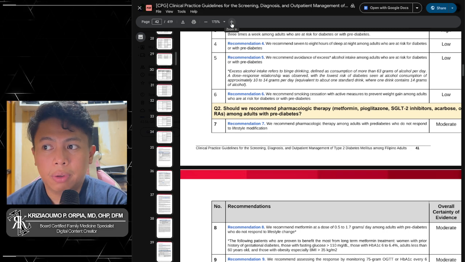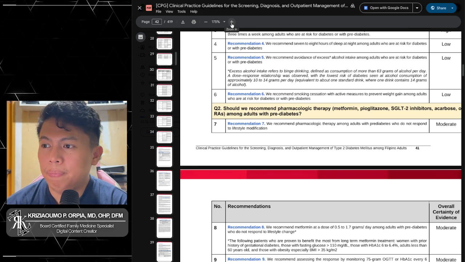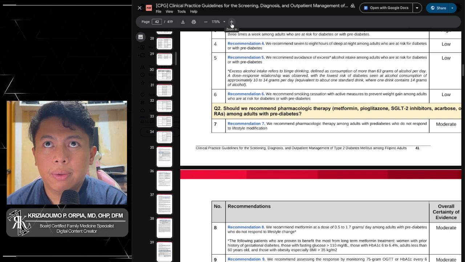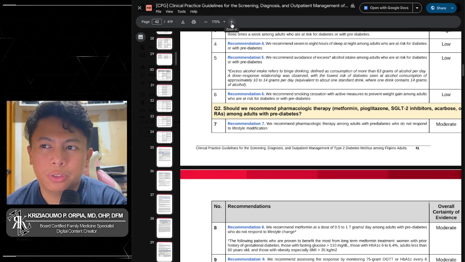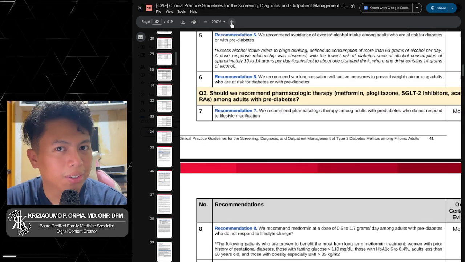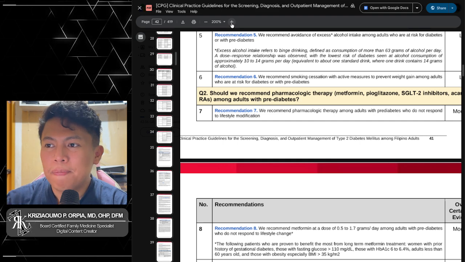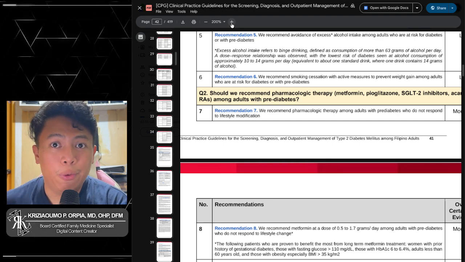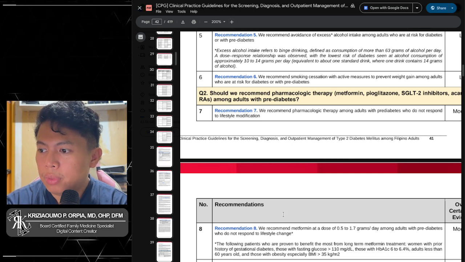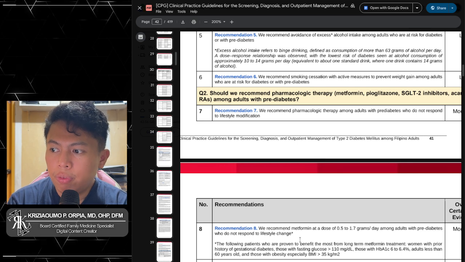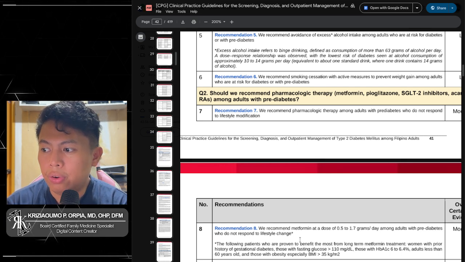Ang dosage kasi ni metformin can be up to 2 grams, diba? Or let's say 1 gram twice a day. Yan. Depende kung ano yung mga nireseta ng mga doctors nyo. You could comment it down below kung ano. Tignan natin magkakaiba. Pero normally, it should be within the allowable levels. Pero sa metformin, it should be, especially for pre-diabetics, 0.5 to 1.7 grams a day.